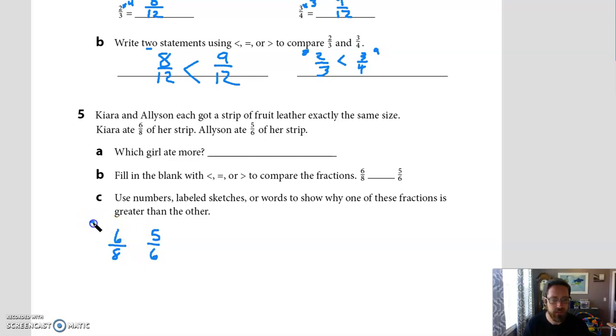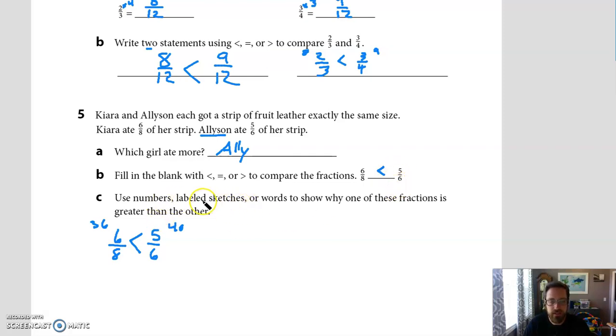Well, 6 times 6 is 36. 8 times 5 is 40. Well, 36 is less than 40, so 6/8 is less than 5/6. So who ate more? Allison ate more. I'll just put Allie right now. Fill in the blank with less than, equal, or greater. Well, that's kind of what we just did. 6/8 is less than 5/6.